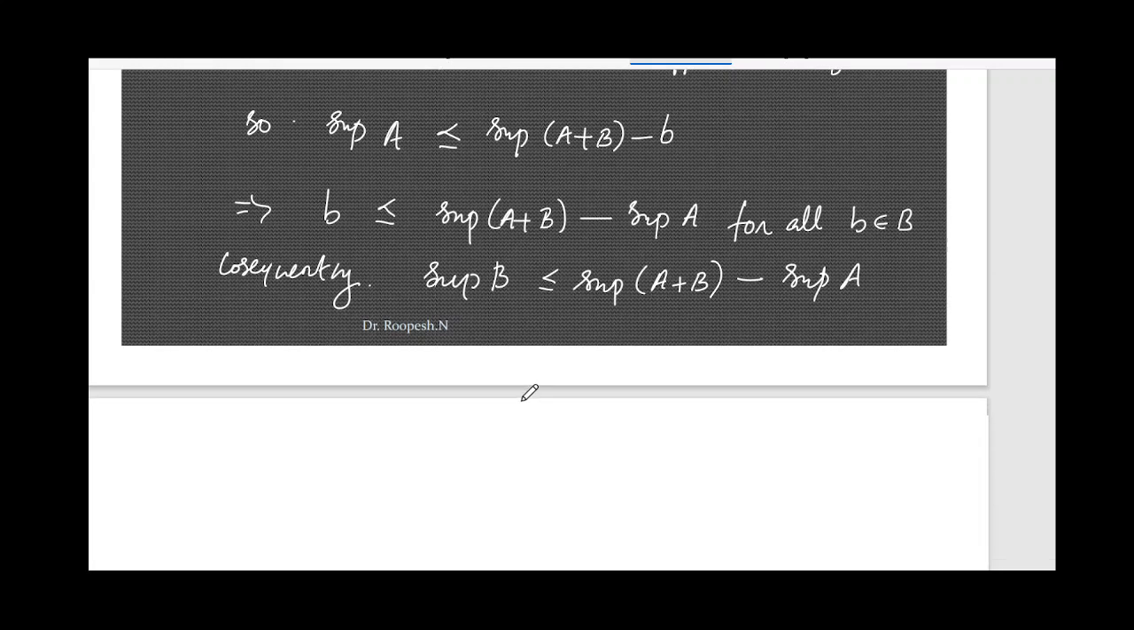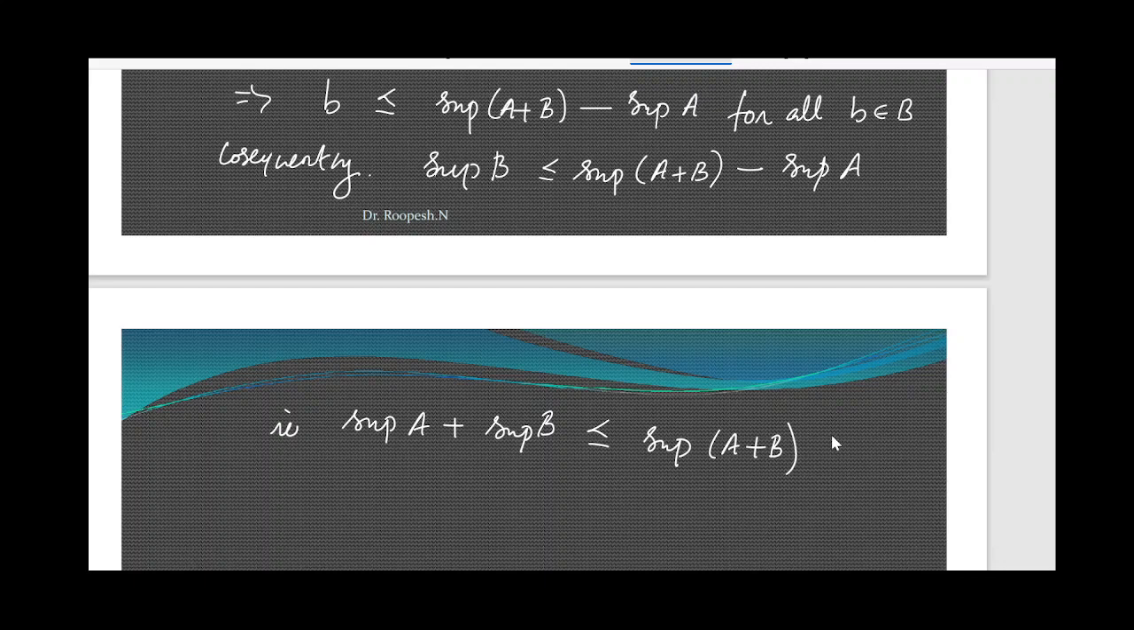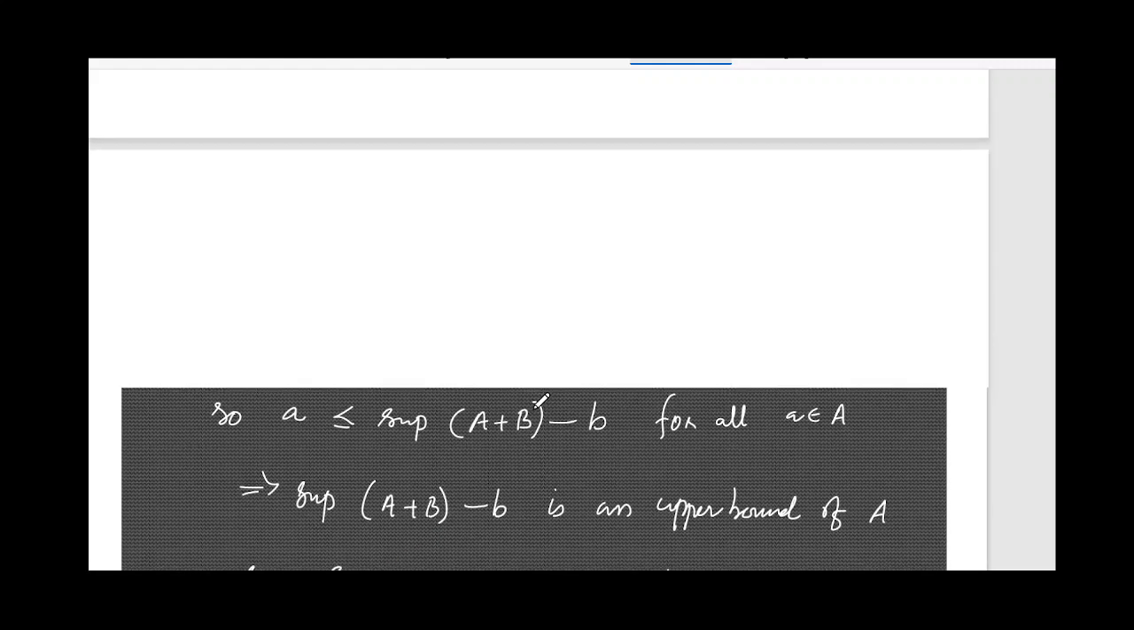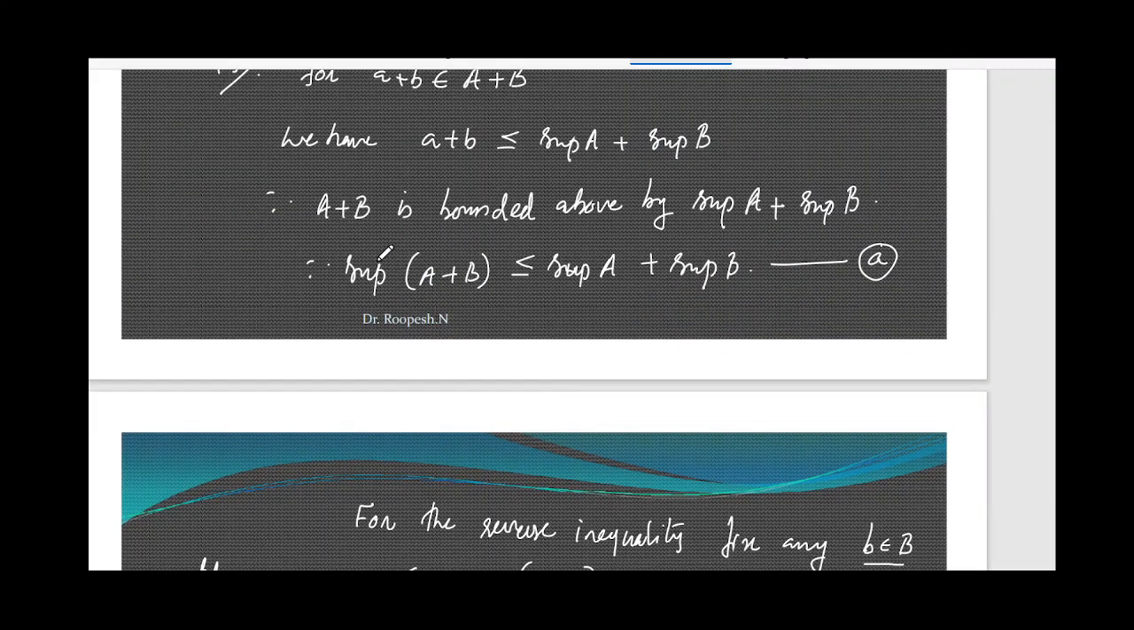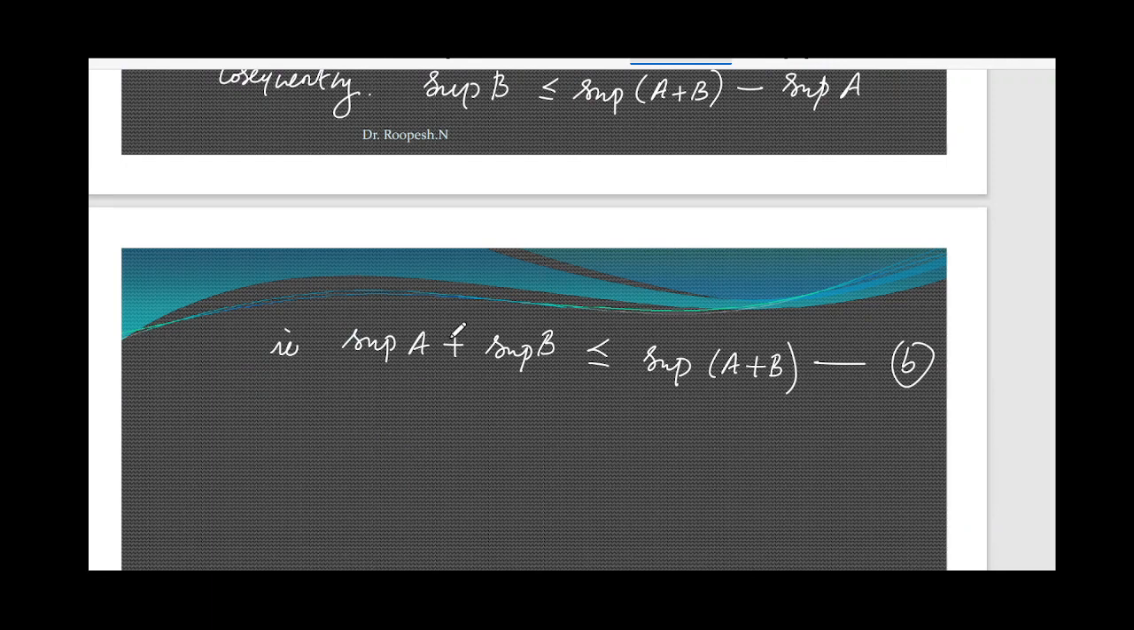So from this you will get that supremum of A plus supremum of B is less than or equal to supremum of A plus B. So call this as equation B. So what was our first equation? Inequality A, that is supremum of A plus B less than or equal to supremum of A plus supremum of B. Now you got supremum of A plus supremum of B is less than or equal to supremum of A plus B.